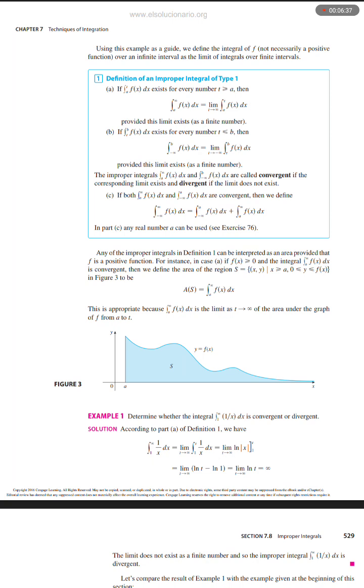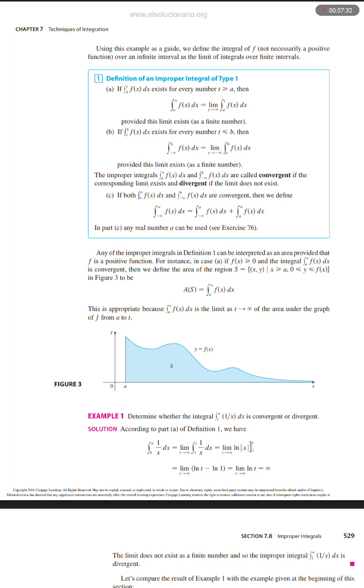The improper integrals, the integral from a to infinity of f of x dx and the integral from negative infinity to b of f of x dx, are called convergent if the corresponding limit exists and divergent if the limit does not exist. Part C. If both the integral from a to infinity of f of x dx and the integral from negative infinity to a of f of x dx are convergent, then we define the integral from negative infinity to infinity of f of x dx equals the integral from negative infinity to a of f of x dx plus the integral from a to infinity of f of x dx.